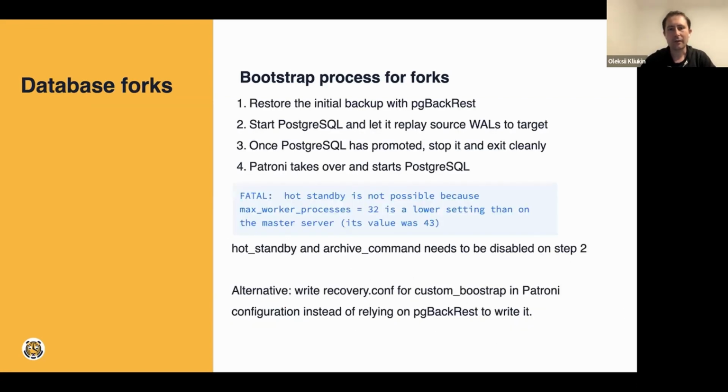So the bootstrap process for forks initially just restores the base backup using pgBackRest. Then pgBackRest writes a recovery section in the postgres.conf, which used to be recovery.conf in older versions of Postgres. And we start Postgres and wait until it recovers those segments up to the recovery target. And once Postgres recovers that, we have the recovery action promote. So Postgres must promote at the end.